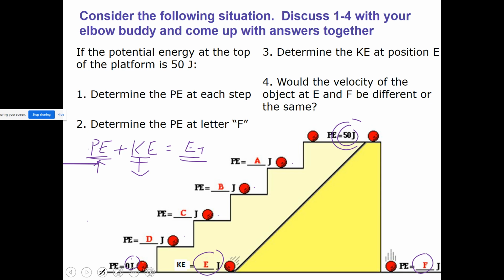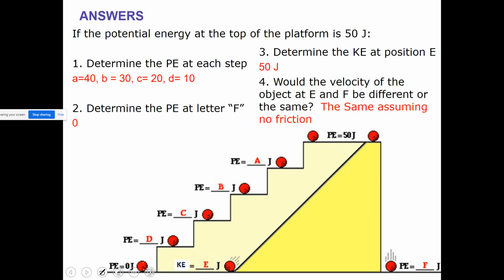Number 4, would the velocity of the object at E and F be different or the same? This is an interesting question. Well, if I take a look at my kinetic energy formula, I can see that it is 1/2 mass times velocity squared. They both have the same exact kinetic energy, 50 joules, and they both have the same exact mass, so I'm going to say they have the same exact velocity. Here are the answers.